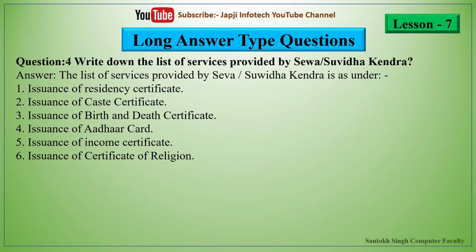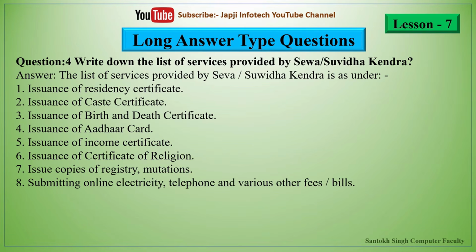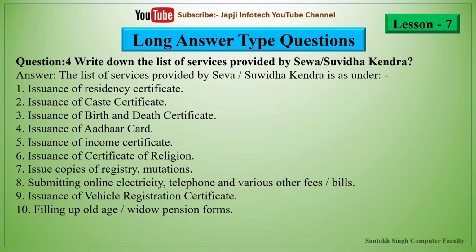Sixth one is issuance of certificate of religion. Seventh one is issue copy of registry mutations. Eighth one is submitting online electricity, telephone and various other fees or bills. Ninth one is issuance of vehicle registration certificate. 10th one is filling up old age or widow pension form. 11th one is issuance of driving license certificate.